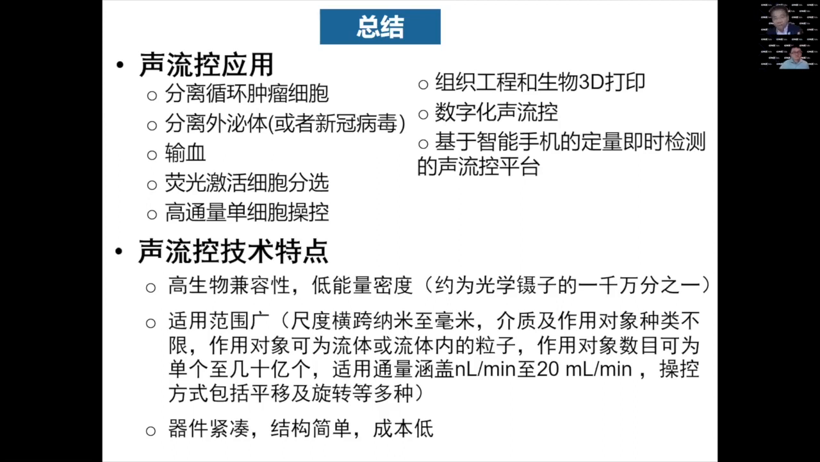We can do low throughput, a few nanoliters per minute. We can do very high throughput, 20 milliliters per minute. And we can do translational movement along X, Y, Z axis. We can also do rotational movement along X, Y, Z axis. And our device is very compact, very simple, and very inexpensive.